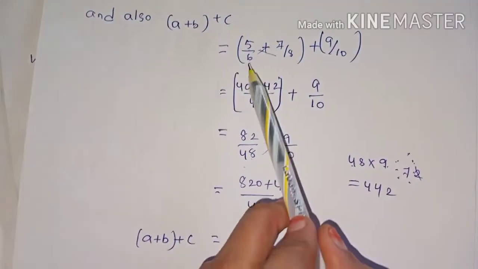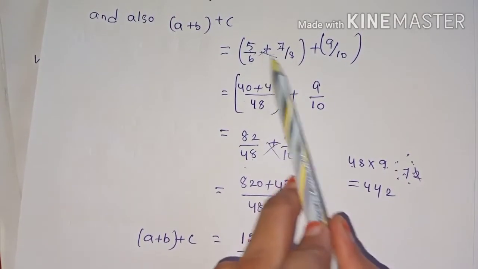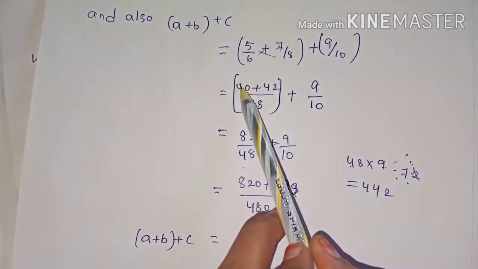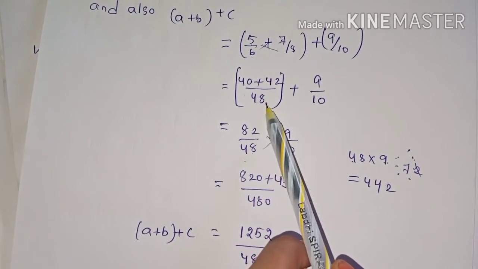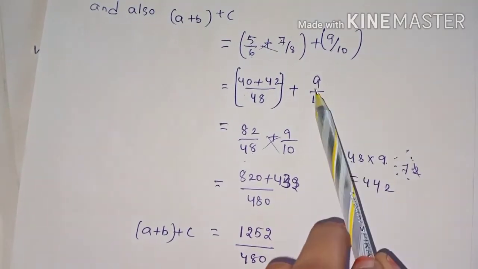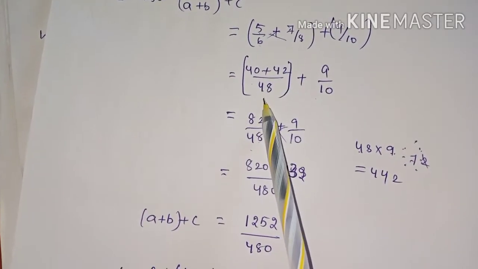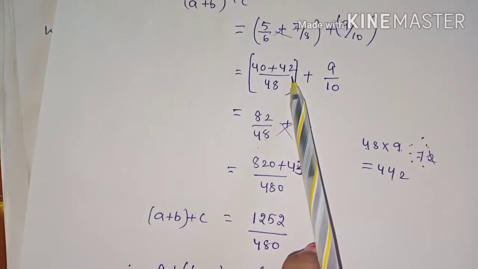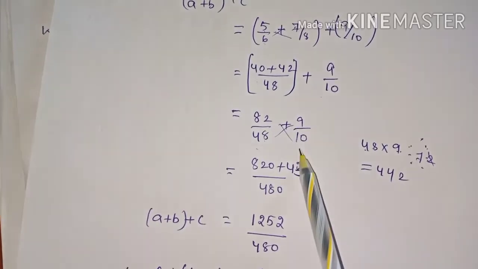And also A plus B plus C equals 5 by 6 plus 7 by 8 of 9 by 10. 6 8s are 48. Cross multiplication: 5 8s are 40, 6 7s are 42, divided by 48, plus 9 by 10. 40 plus 42 by 48. 40 plus 42 is what? 82 by 48 plus 9 by 10.